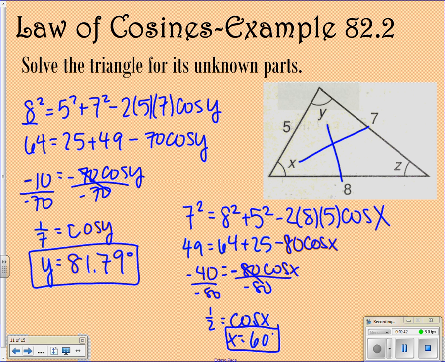So that gives me 2 of the angles. And so just subtract those from 180, and then the third angle would have to be 38.21. And so that would be your missing 3 parts that you need to solve for. Okay, let's look at another one.